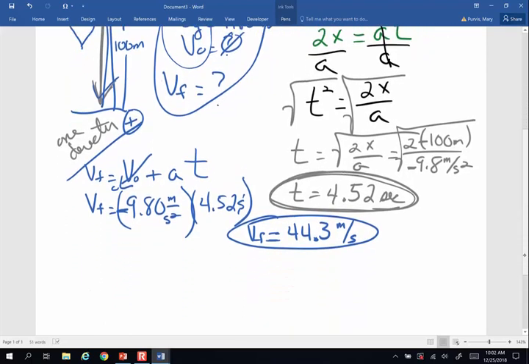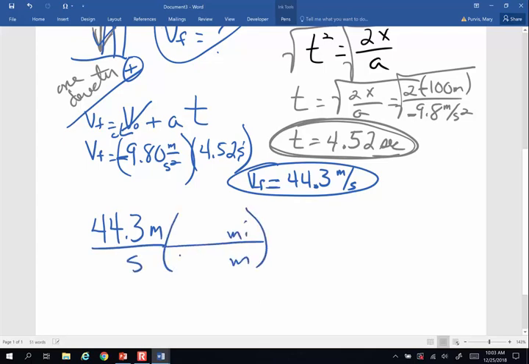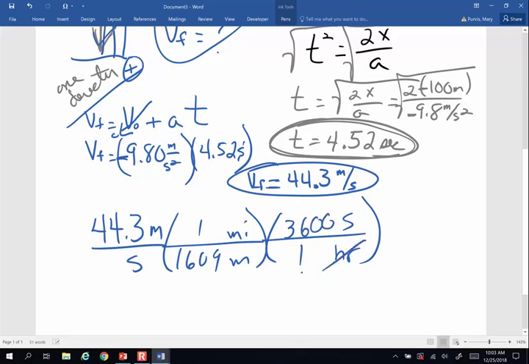The last part of the problem is, what is this in miles per hour? So let's convert 44.3 meters per second. Get rid of meters, go to miles. There's 1609 meters in 1 mile. Get rid of seconds, go to hours. There's 3,600 seconds in 1 hour. I want to keep hours. Seconds cancel seconds. Meters cancel meters. I'll end up with miles over hours.